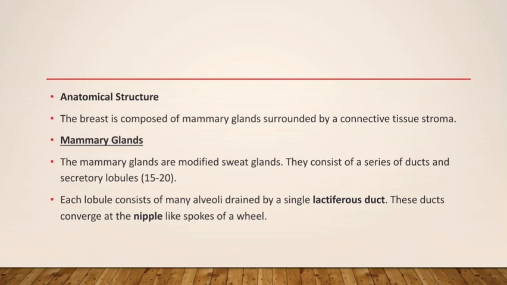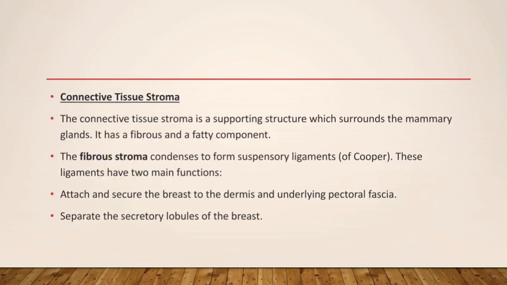Anatomical structure. The breast is composed of the mammary glands surrounded by connective tissue stroma. The mammary glands are modified sweat glands. They consist of a series of ducts and secretory lobules. Each lobule consists of many alveoli drained by a single lactiferous duct. These ducts converge at the nipple like spokes of a wheel.